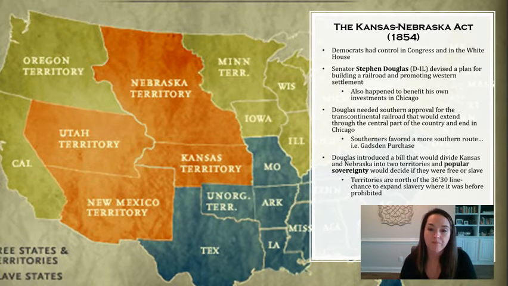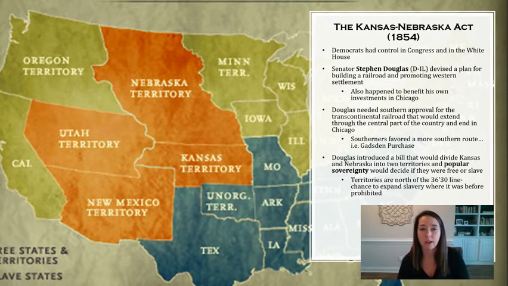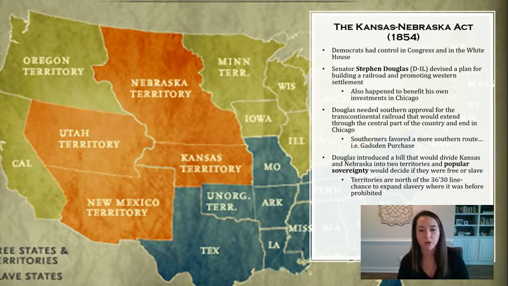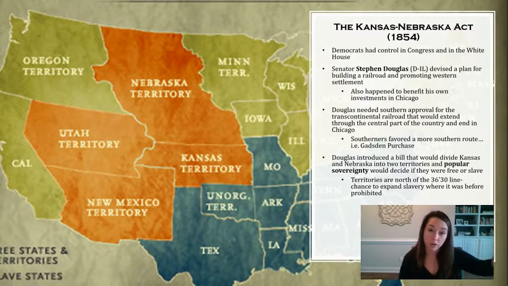So he wants to promote Western settlement too, right? So it's like you build it and they will come. But it'll also heavily benefit the state of Illinois to have this railroad leaving through Chicago. So he needs Southern approval, though, for a transcontinental railroad. But in order to get it through Chicago, it's got to have this northern track.